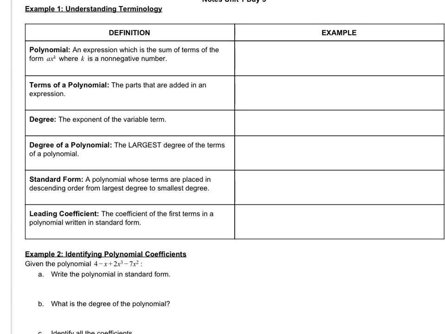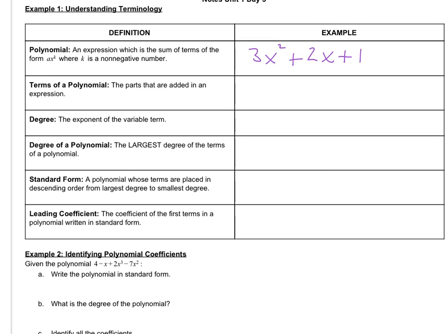Example 1 deals with terminology. We're going to go over some definitions and an example of each of them. Your first definition is a polynomial. A polynomial is an expression which is the sum of terms of the form a times x to the k, where k is a non-negative number. So for example, you could have something like 3x to the second plus 2x plus 1.